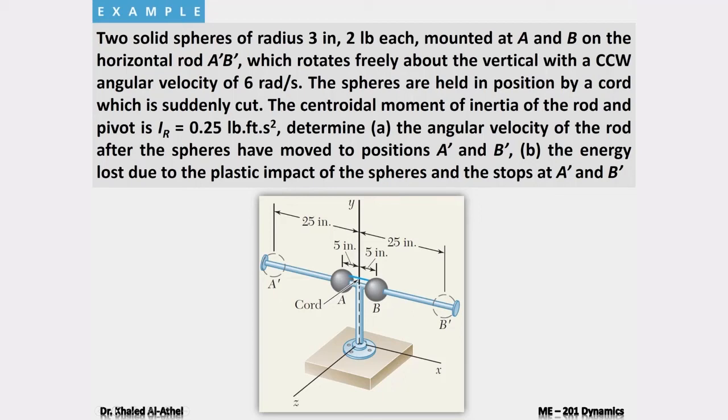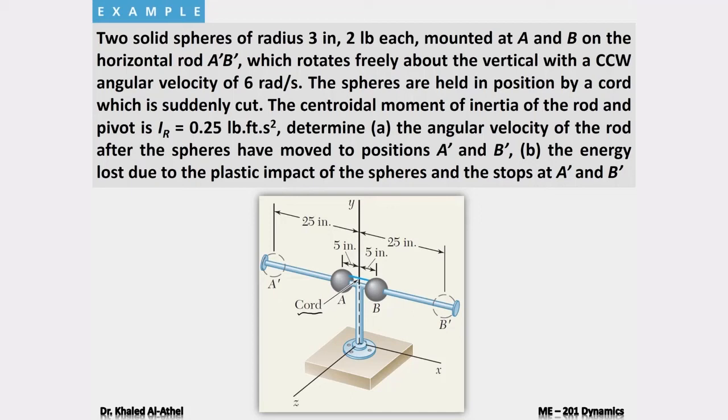Mounted at A and B on the horizontal rod A'B', which rotates freely about the vertical axis with a counterclockwise angular velocity of 6 radians per second. So this is the initial angular velocity. The spheres are held in position by a cord which is suddenly cut. You can see the cord, the blue line, was holding them, then it was suddenly cut.